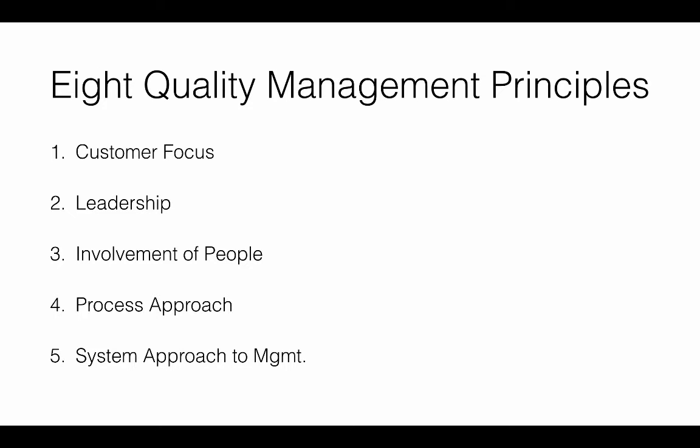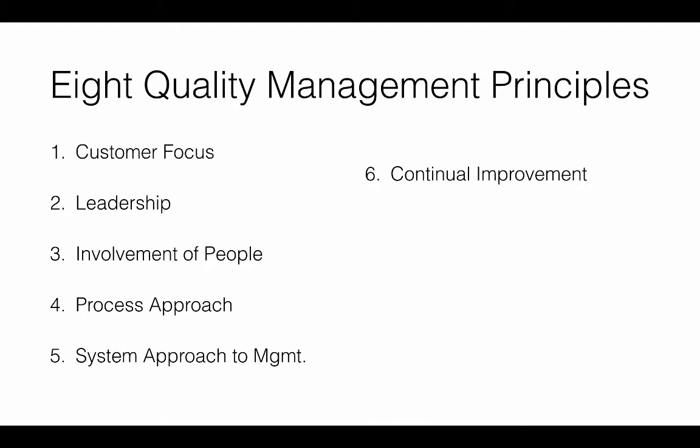The fifth quality management principle is a system approach to management, contributing to the effectiveness of an organization by identifying, understanding, and managing a system of interrelated processes for a given objective and providing alignment, integration, and focus on key processes.